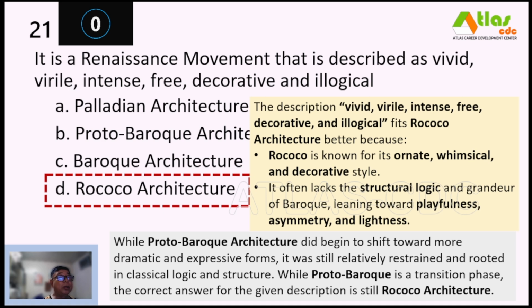While Proto-Baroque architecture did begin to shift toward more dramatic and expressive forms, it was still relatively restrained and rooted in classical logic and structure. While Proto-Baroque is a transition phase, the correct answer for the given description is still Rococo architecture.